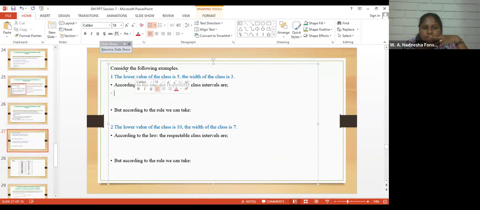Please do it with me. Consider the following example. The lower value of the data set is 5 and the width of the class is 3. So what are the class intervals? How to start? Can anyone tell me?